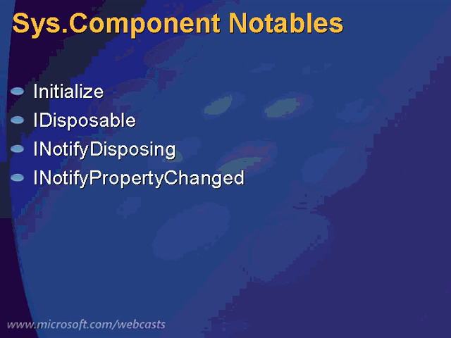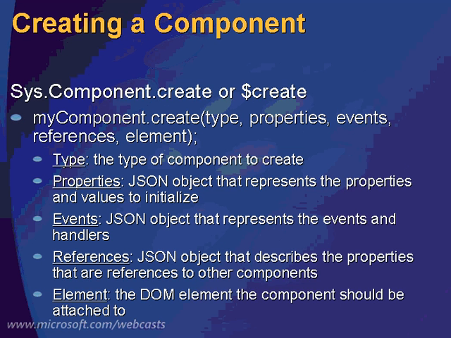So here are some of the notables for Sys.Component. Initialize, we just talked about. IDisposable, we just talked about. INotifyDisposing exposes a disposing event that you can tie to, so you know when your component is disposing, or you can let others know when your component is disposing. That gets called in dispose. INotifyPropertyChanged, which we're going to be dealing with today, essentially lets you know that a property has changed, so you can raise an event letting folks know that a specific property has changed, and you typically expose that in one of your property setters. And we'll see an example of that as we start looking at our behaviors today.